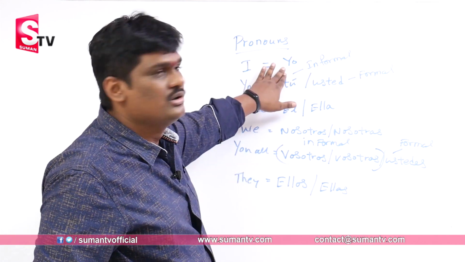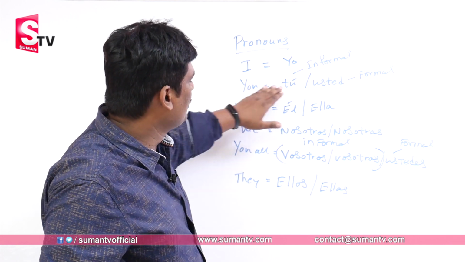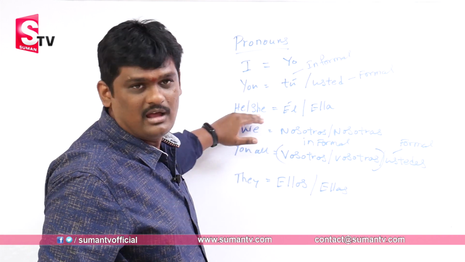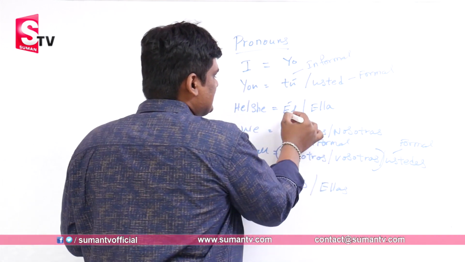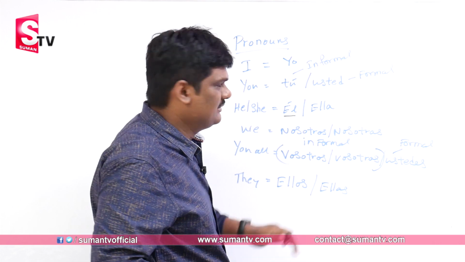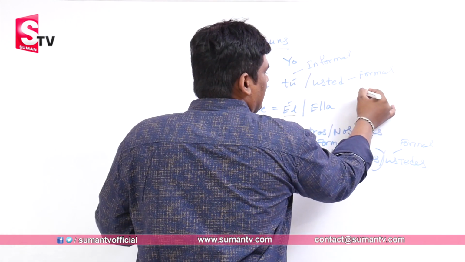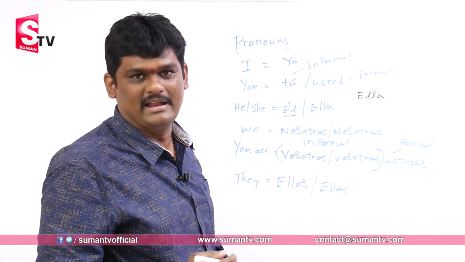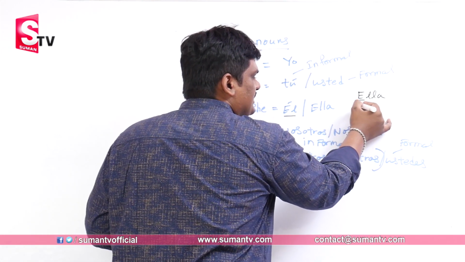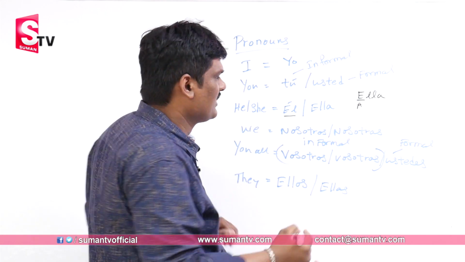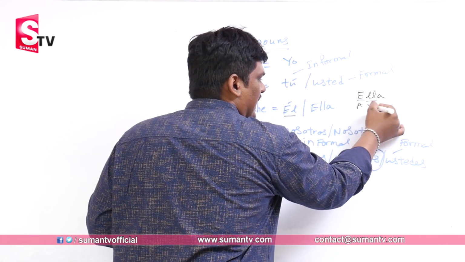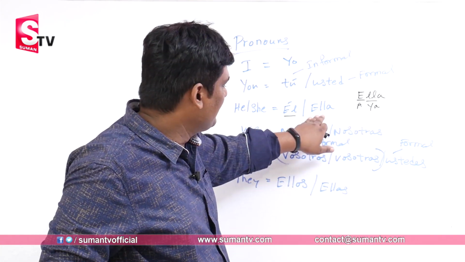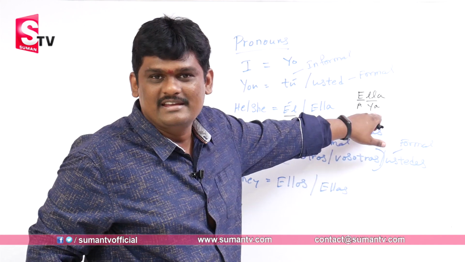So I is equal to yo, you is equal to tú or usted, he is equal to él, and she is ella. E double L, ella, this is she in Spanish. E double L is pronounced as ye, so ella is pronounced ye, ya.